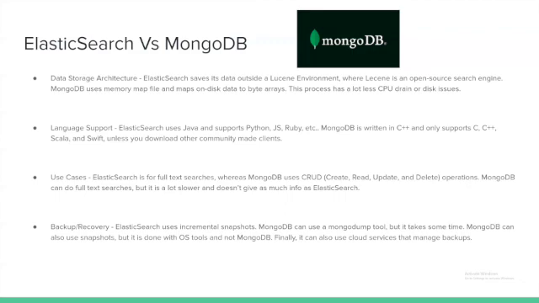The final thing is the backup recovery. Elasticsearch uses incremental snapshots, whereas MongoDB uses a Mongo dump tool or other snapshot. It can also use snapshots, but you'd have to download some extra stuff to do it. And also have to download cloud services that can manage backups. There's a variety of things that you can do to back up with MongoDB.